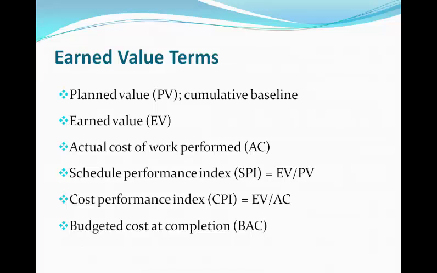Your schedule performance index, or SPI. The formula for figuring out your SPI is your earned value divided by your planned value. Your schedule performance index will tell you what your run rate is against your plan.